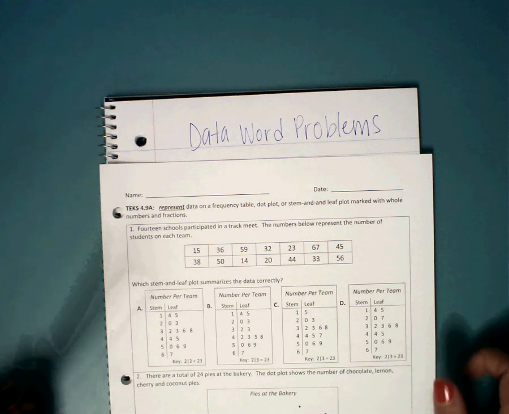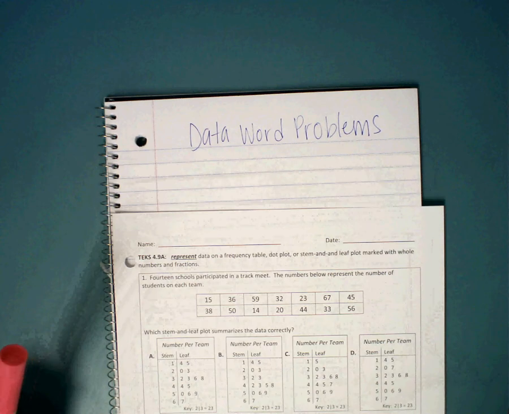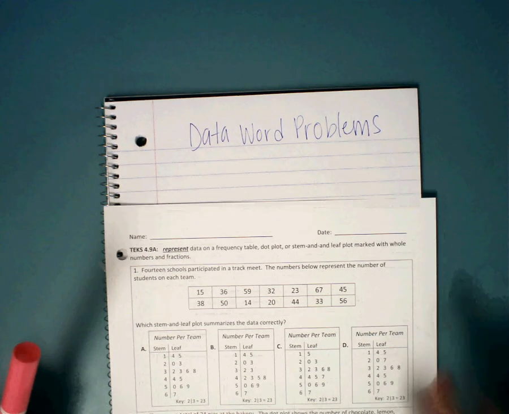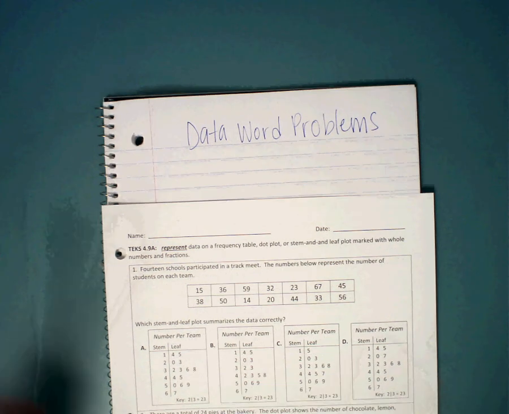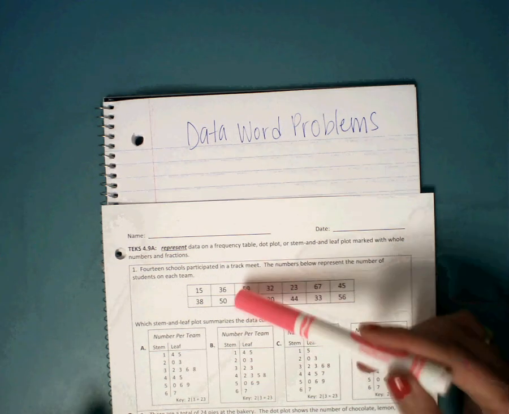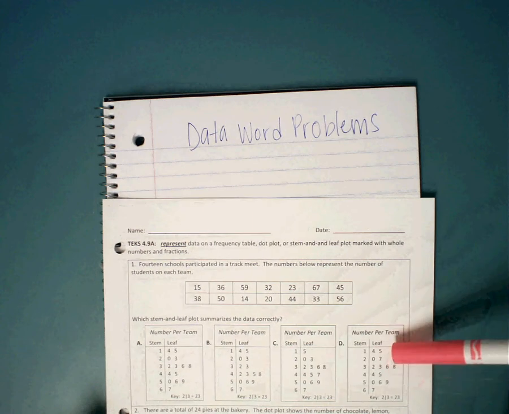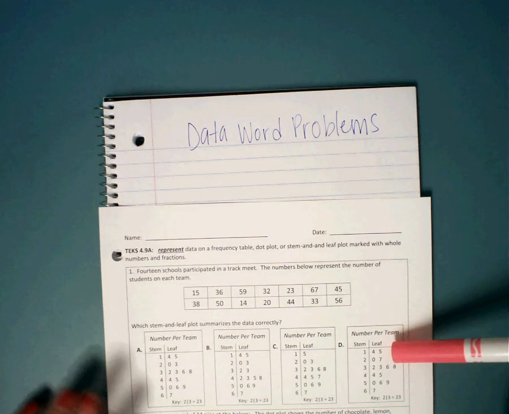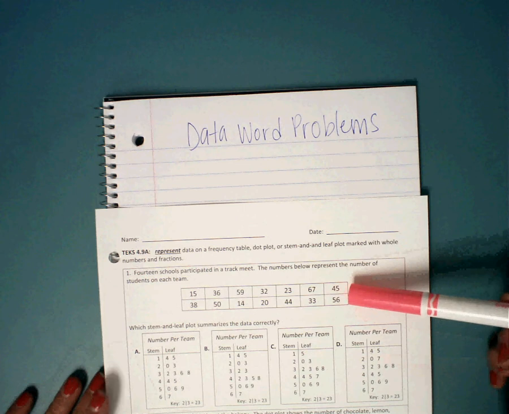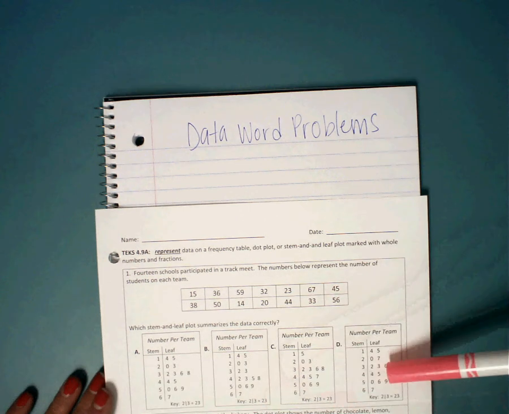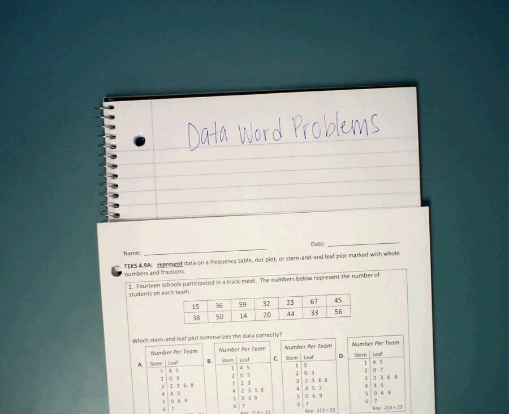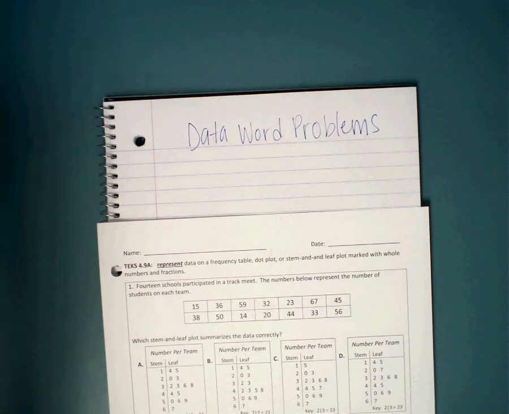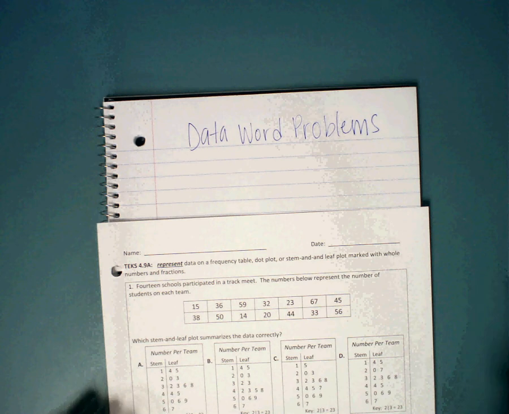Okay, so what's our first step whenever we are doing a stem and leaf plot? Because that's what they're asking us, right? It says which stem and leaf plot summarizes the data correctly. Well, instead of trying to match this data to these different plots, the best way to go about this is to make a stem and leaf plot for this and then go back and see which one matches the one that I did. Okay? So what's our first step? We need to list the numbers in order from least to greatest.